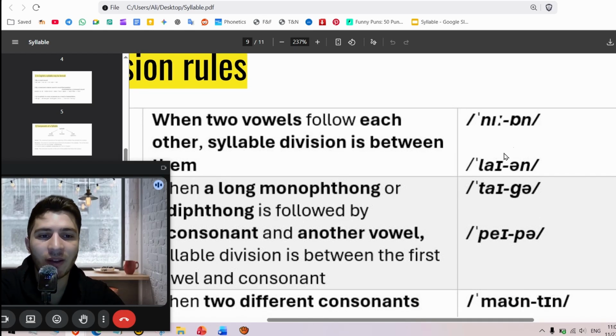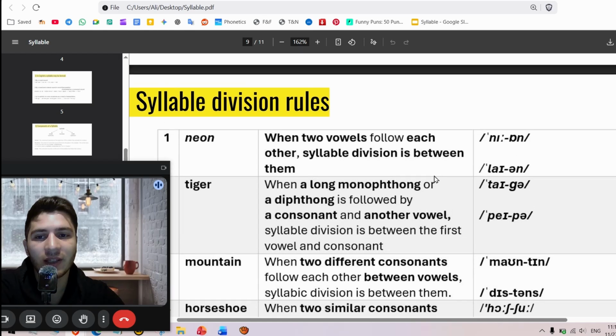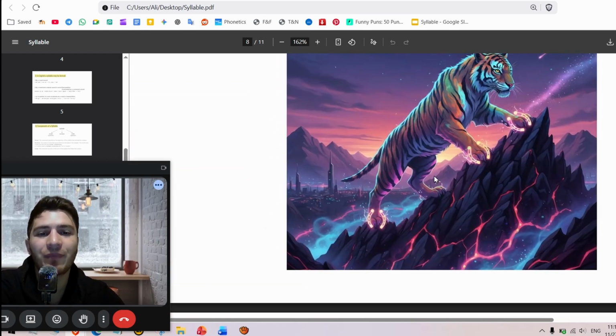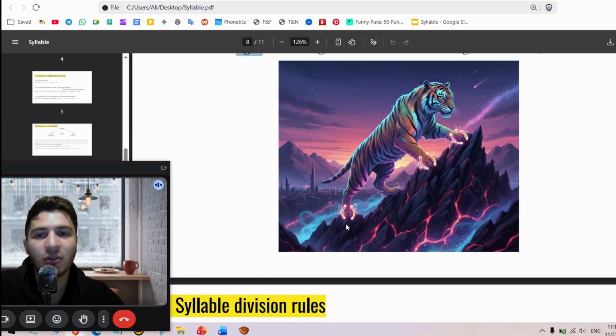Or we have another example right here. It is lion. And since two vowels follow each other, again, the syllable division is between them. Let's look at our second word, which is tiger. And this will help us remember the second rule of syllable division.